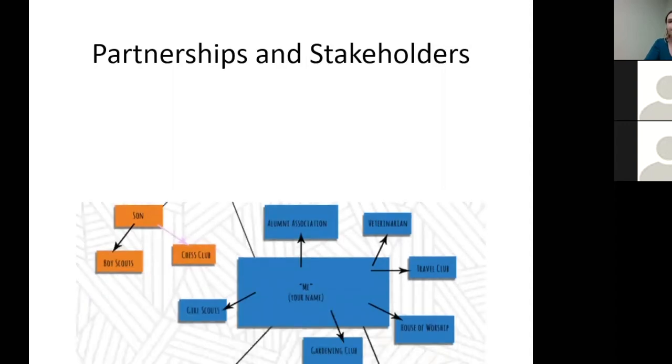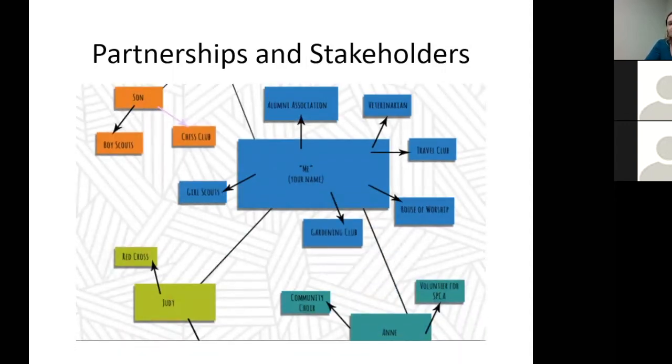Excellent. So this is just a little diagram. It's silly, but it kind of just illustrates all the different people who might be involved in your project. Everything from your local contacts, like your doctor, your veterinarian, from clubs you are involved in, or friends and the people that they bring into your project as well.